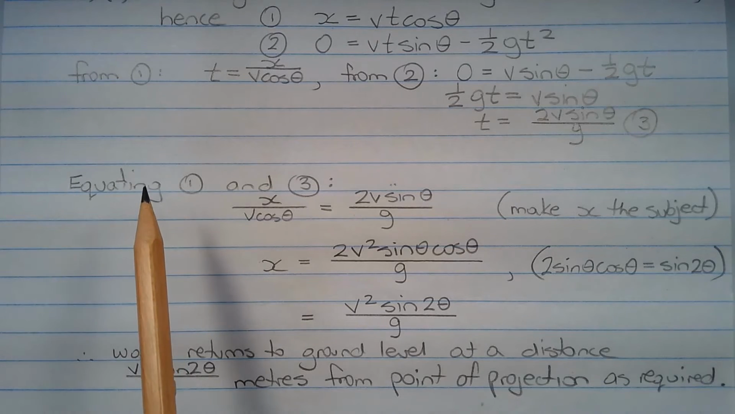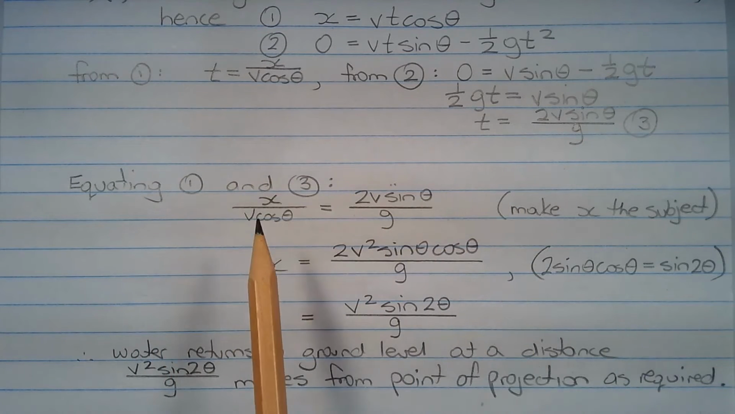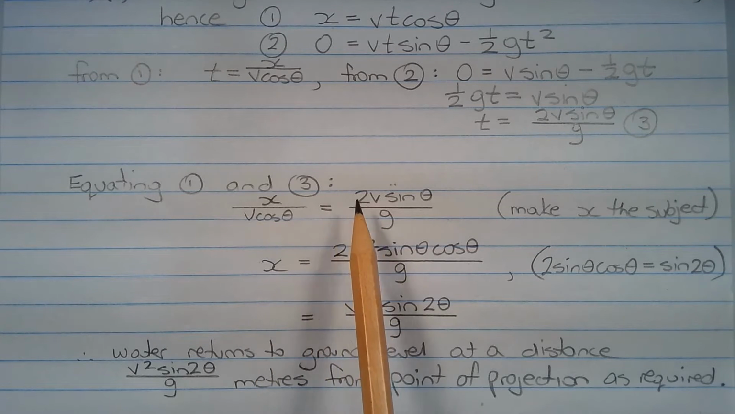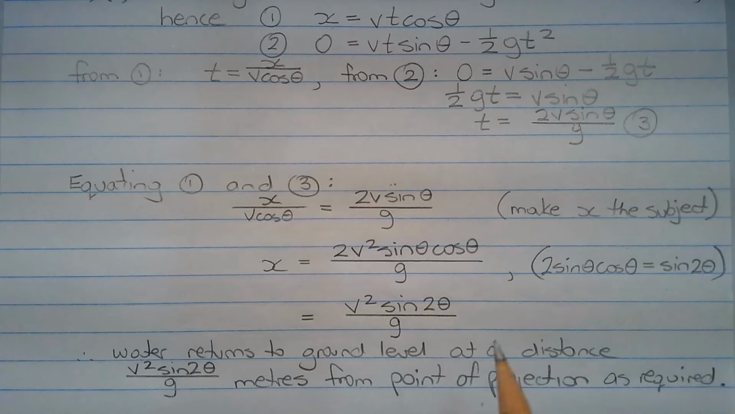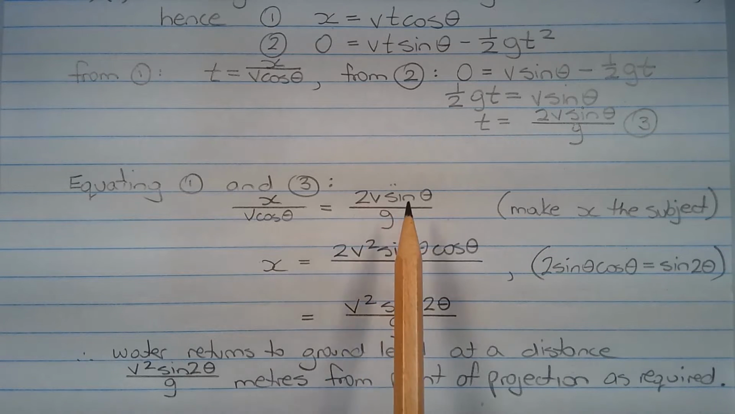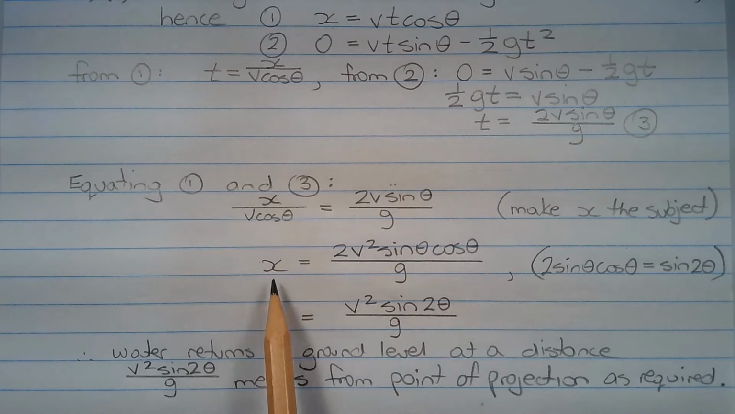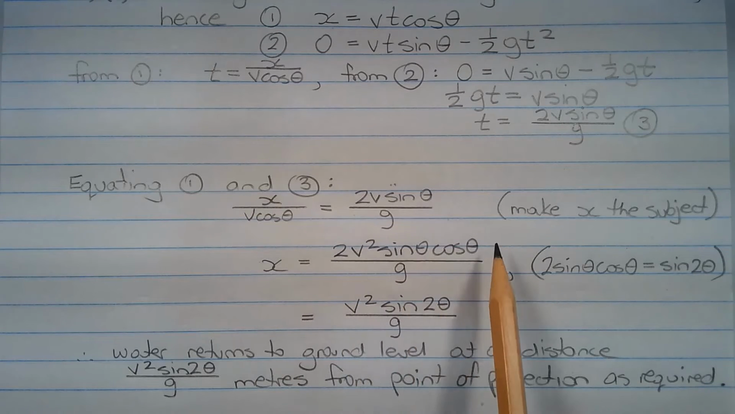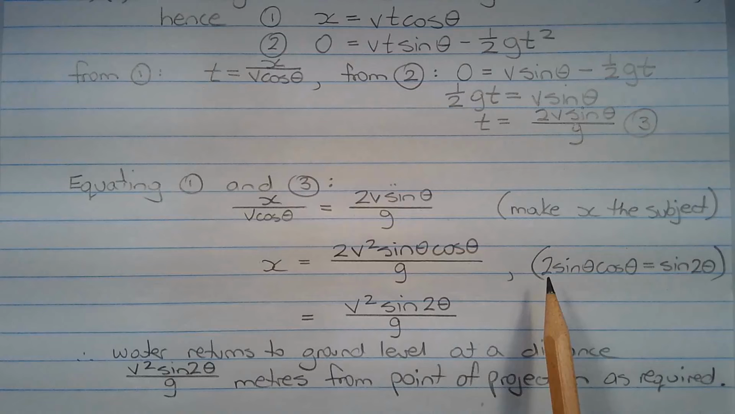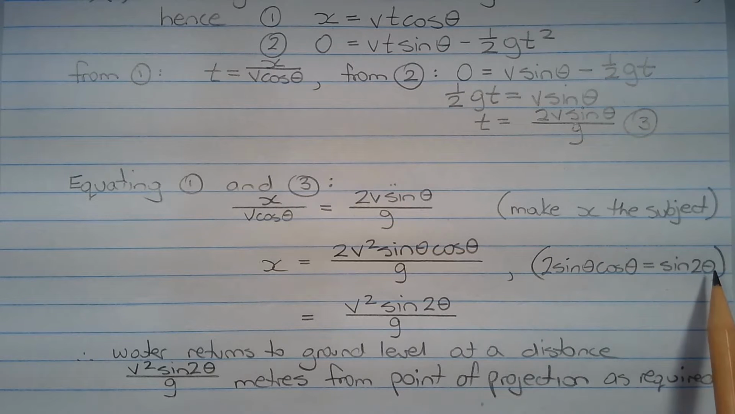Now equating equations 1 and 3 via t, we get x over v cos theta is equal to 2v sin theta over g. Now we're going to make x the subject. So multiplying both sides by v cos theta, we get x is equal to 2v squared sin theta cos theta over g. And note that 2 sin theta cos theta is equal to sin 2 theta. So that's the double angle identity for sine. So x is equal to v squared sin 2 theta over g. Therefore, the water returns to ground level at a distance v squared sin 2 theta over g meters from the point of projection as required.